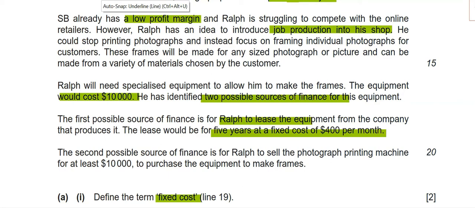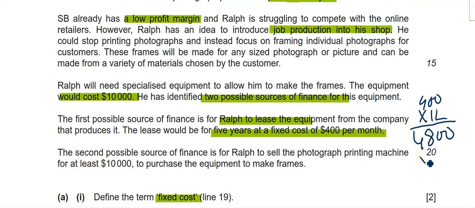Now if we simply calculate the total amount that he might be paying, that means he is paying 400 for 12 months, and this will give us a figure of 4800 every year, and he has to do this for 5 years, so that can add up to the amount of 24,000. So technically if he leases the equipment that costs 10,000, he will actually be paying 24,000 for that equipment.